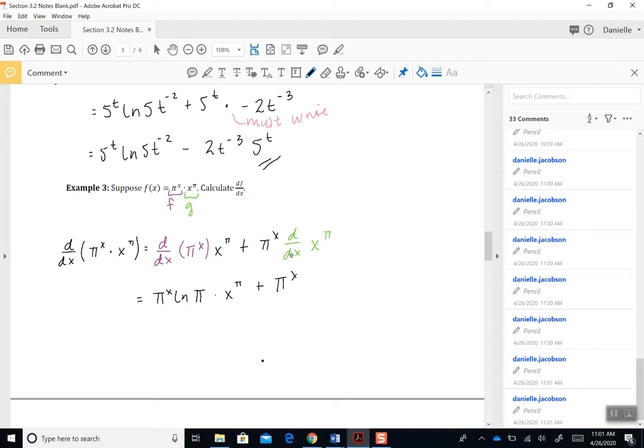Now I need the derivative with respect to x of x to the pi. On this, I have a variable raised to a constant, which means the power rule applies. So what I have is times pi x to the pi minus 1. For me, you'd be done here. If you were in the text, you'd have to simplify a lot more.